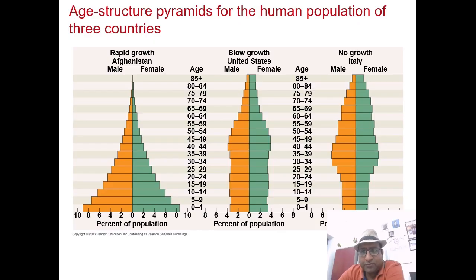And in Italy's population, what you see is that the number of young people is less, while the adult people are more, and the old people are also less. This population is showing a declining trend. It means that in a few years, the number of old people will be more and the young people will be less.